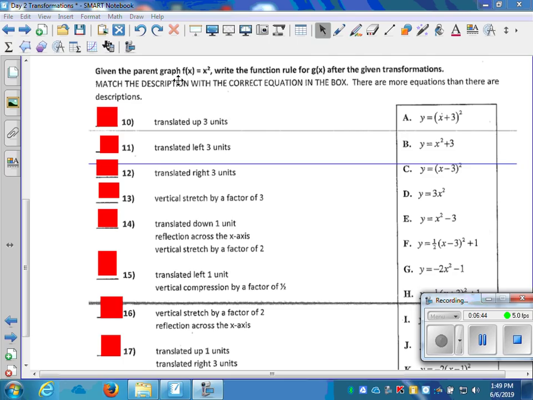Given the parent function f of x equals x squared, write the function rule for g of x after the given transformation. Match the description with the correct equation in the box. There are more equations than there are descriptions. Go ahead and answer numbers 10 through 17. Pause the video while you're working, and when you've finished, unpause and check your answers.